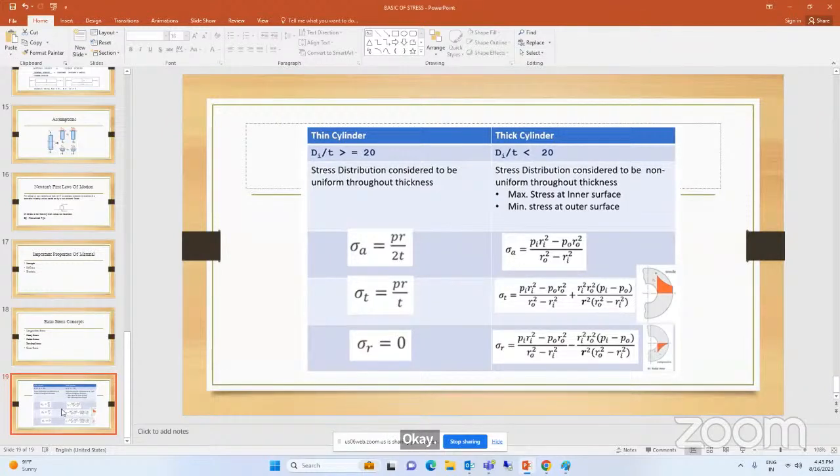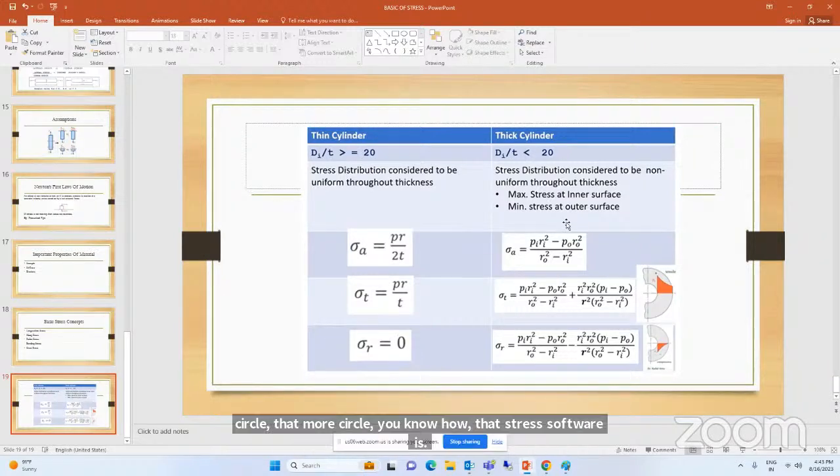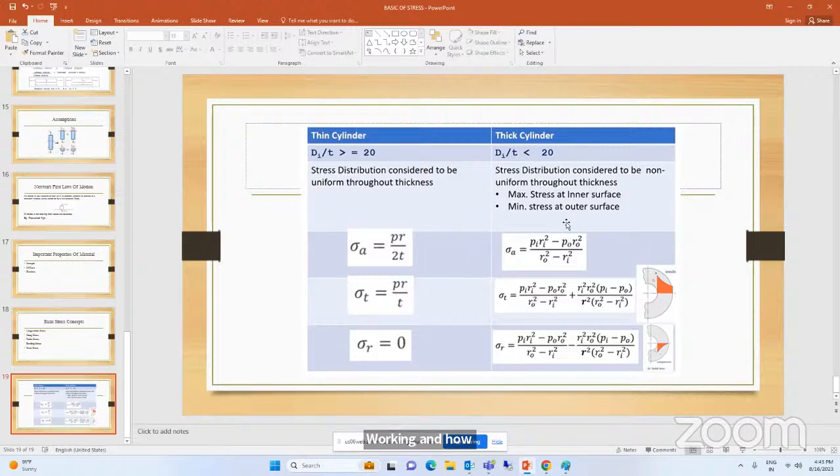These are the basic things we have to learn. We will give you one calculation regarding this. If you do that, in the next session we will learn about the Mohr circle. In that Mohr circle, you will see how the stress software is working and how we will create the model and everything. Today that's all, ma'am.